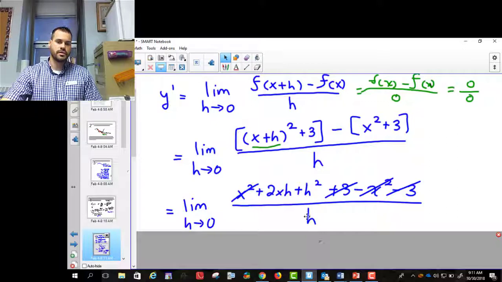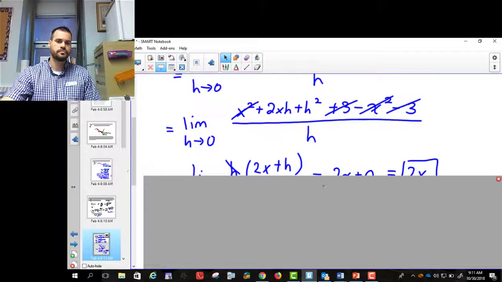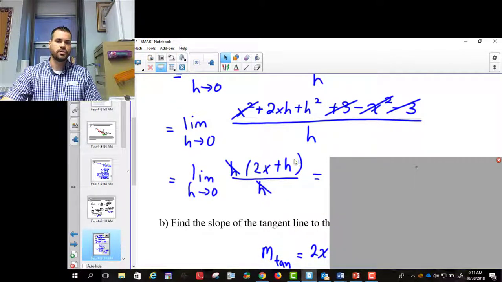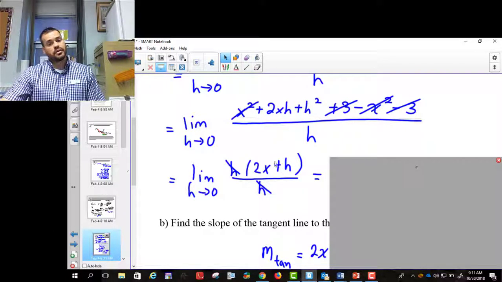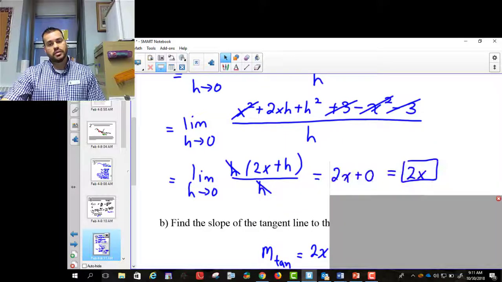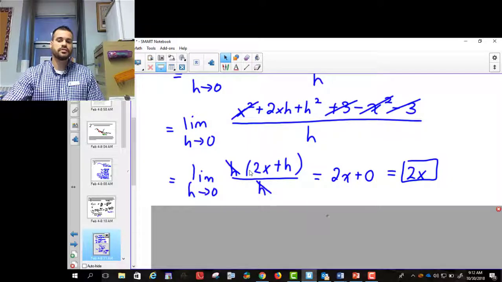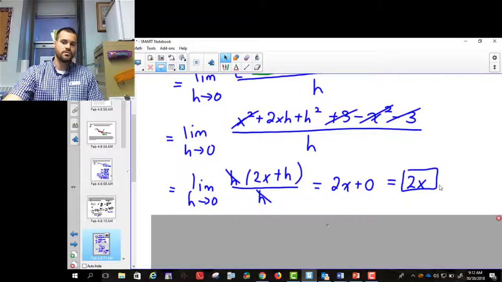And what you'll notice is now the h will cancel because there's an h in each term. So if I factor out the h, I get 2x plus h left over. The h's cancel, and now my discontinuity is gone. Now I don't have 0 over 0, so my problem is gone. So I can let h go to 0, and when I let h go to 0, that's going to disappear. So I'm just going to end up with 2x. So what that tells me is the derivative of x squared plus 3 is 2x.